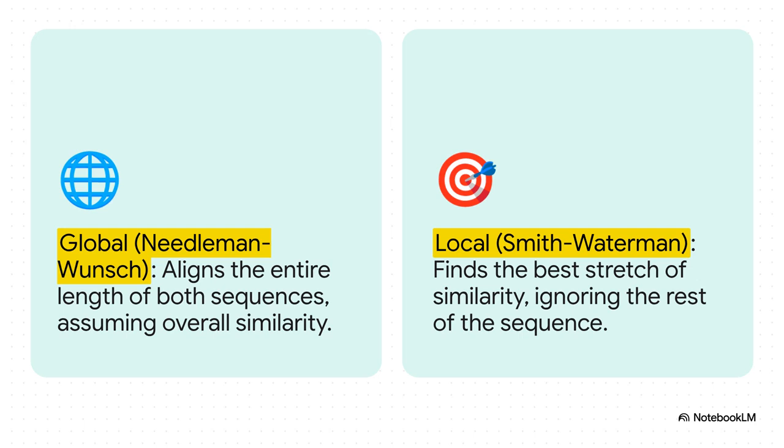Okay, so global alignment. You can think of that as the big picture approach. It uses something called the Needleman-Wunsch method, and it tries to match the entire length of both sequences from start to finish.